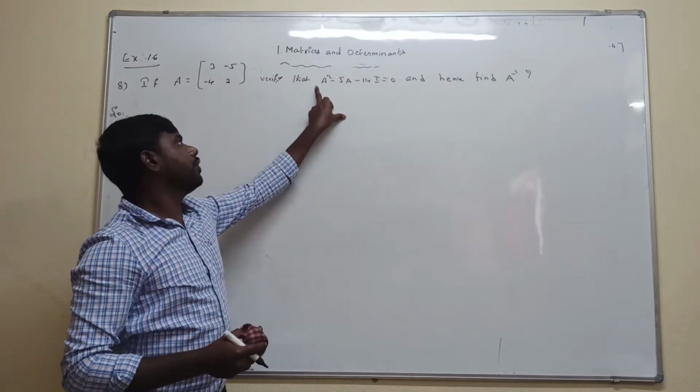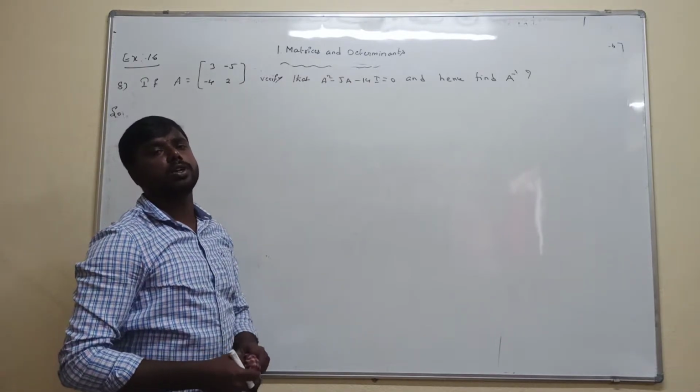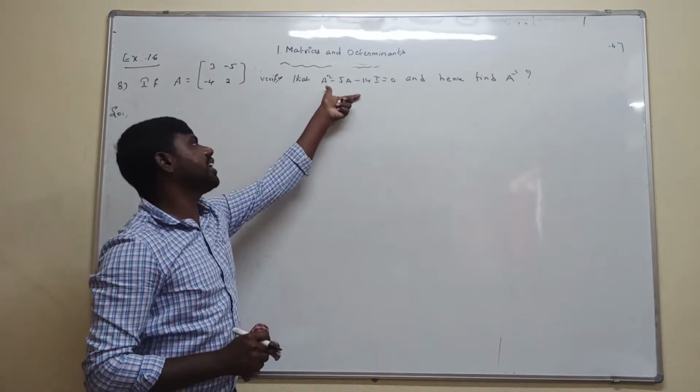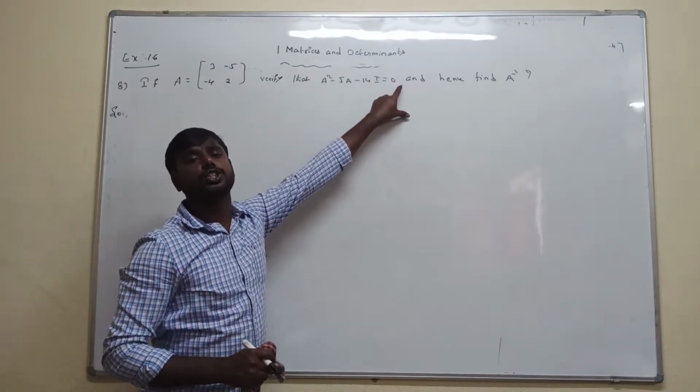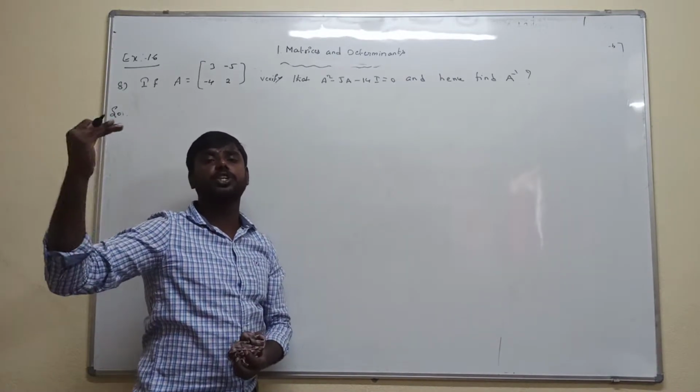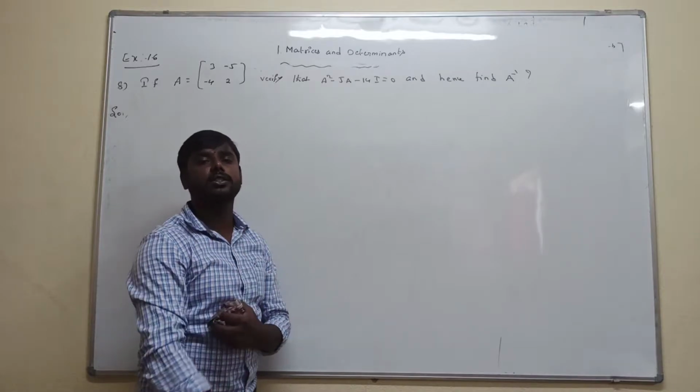First, you don't know A square. Thus we need to calculate A square. After that, substitute in the left hand side condition, and we get 0. 0 is nothing but what? Null matrix. It means each and every element should be 0. Then it is called a null matrix or 0.